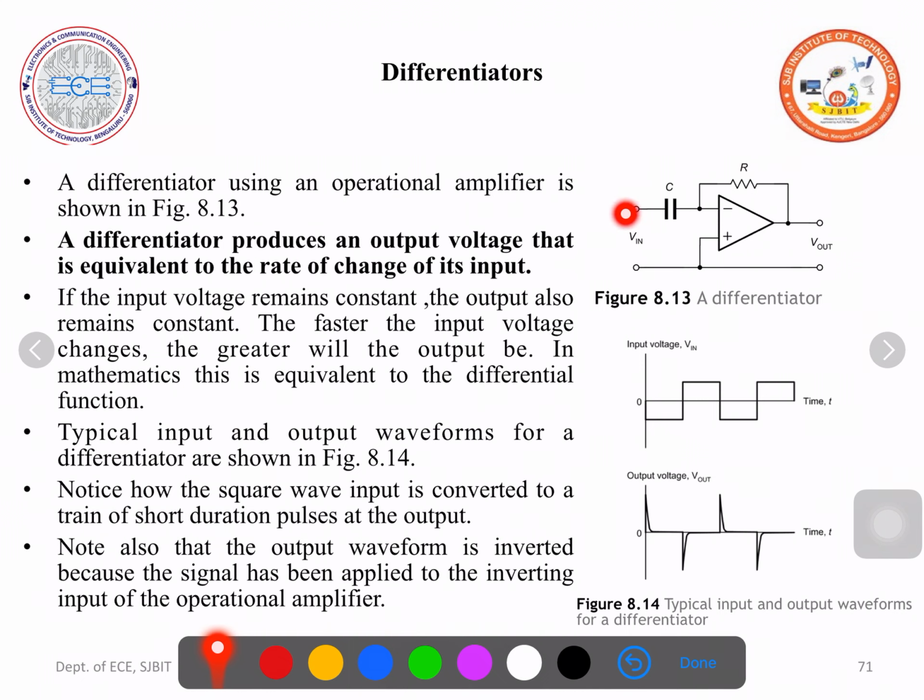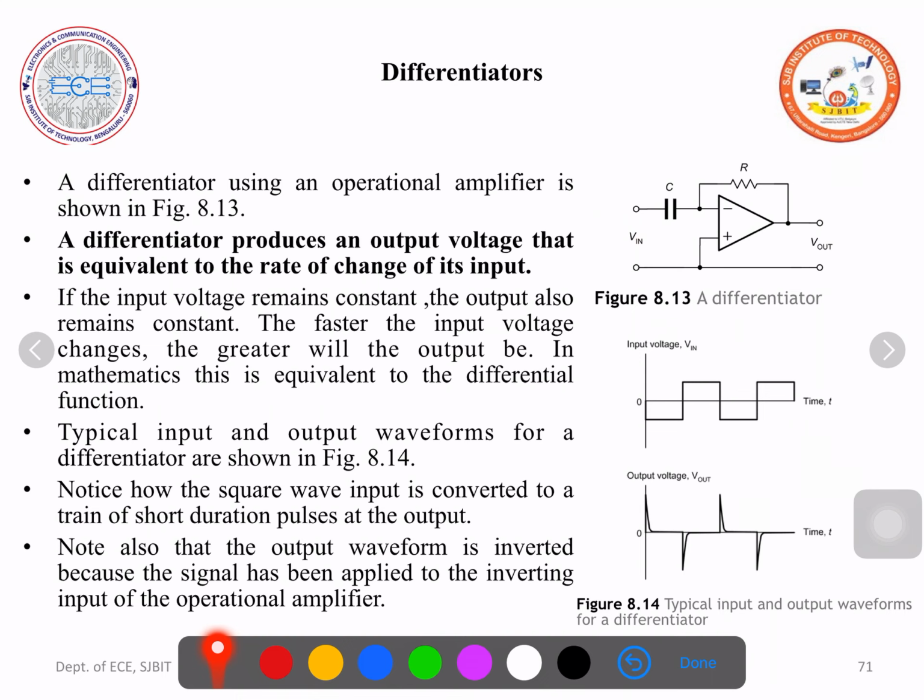As usual, always we apply the input to the inverting terminal only. Here the input is applied to the inverting terminal through a capacitor, and there is a feedback through a feedback resistance R. The non-inverting terminal is grounded. That's it. An operational amplifier, one capacitor, one resistor. Input is applied through the capacitor, feedback is applied through a feedback resistance. The non-inverting terminal is grounded. What you should be careful about is, whatever output you get here will be the inverted form of the original output, because the input is applied to the inverting terminal.